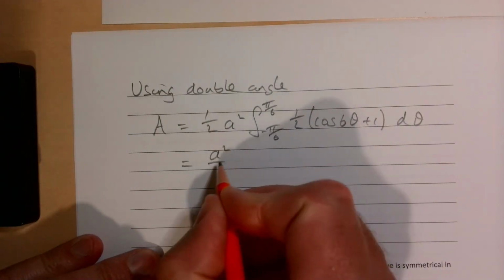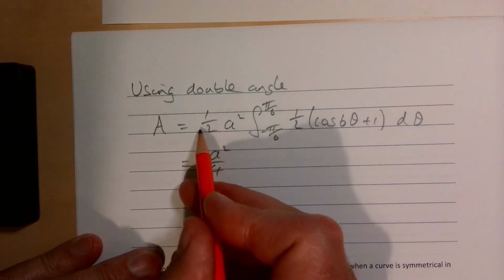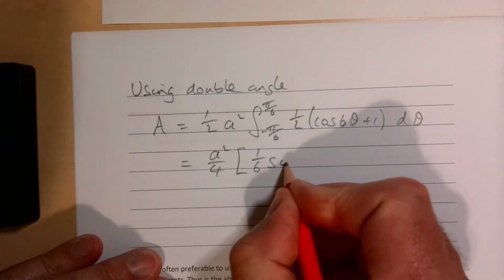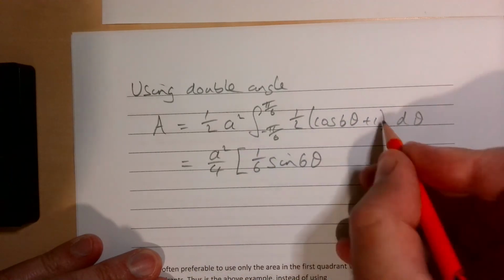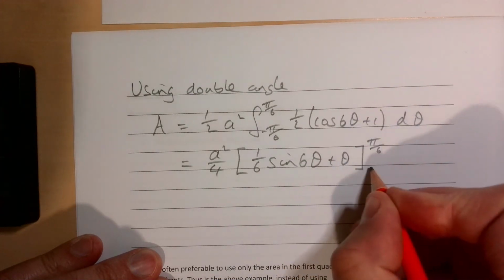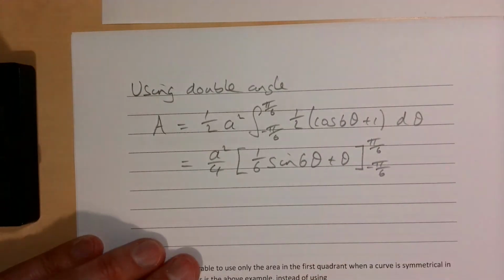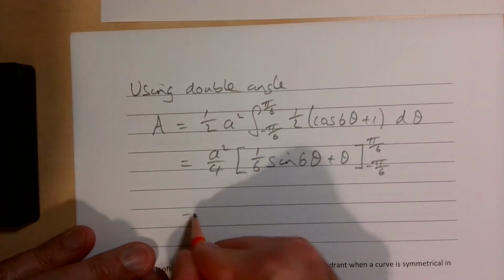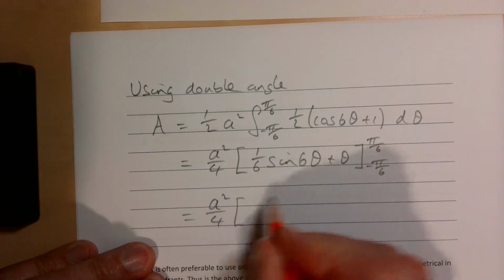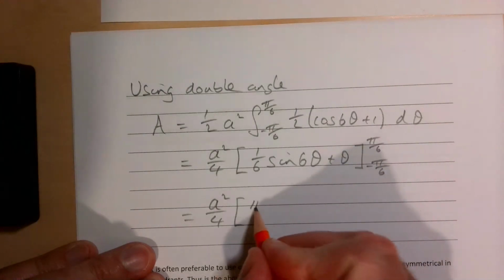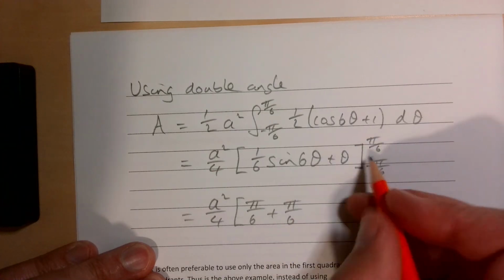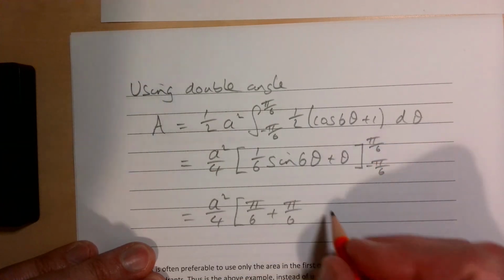That's going to give me a squared over 4, so I've taken the half out here again, and then integrating this is going to give me a sixth sine 6 theta, integrating the 1 plus theta, in between pi over 6 and minus pi over 6. Subbing in all my values then, a squared over 4. Subbing in pi over 6 and minus pi over 6, it just gives me pi over 6 plus pi over 6, because this will all disappear. If you do sine of pi, then I think it's going to give us 0, isn't it?